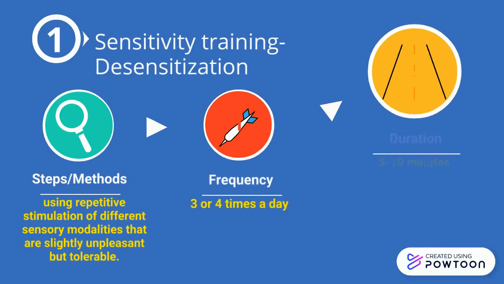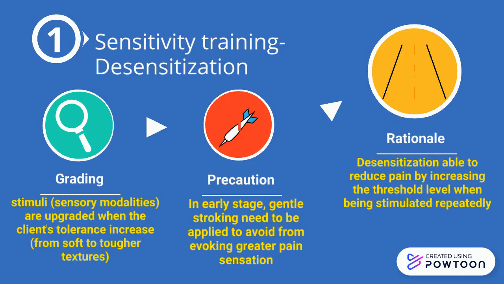It uses repetitive stimulation of different sensory modalities that are slightly unpleasant but tolerable. The duration should be approximately 5 to 10 minutes, 3 or 4 times a day. For grading, stimuli are upgraded when the client's tolerance increases. As a precaution, in the early stage, gentle stroking needs to be applied to avoid evoking greater pain sensation. The rationale is that desensitization is able to reduce pain by increasing the threshold level when being stimulated.